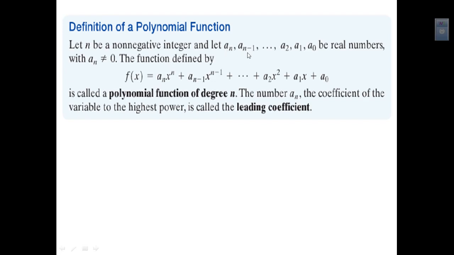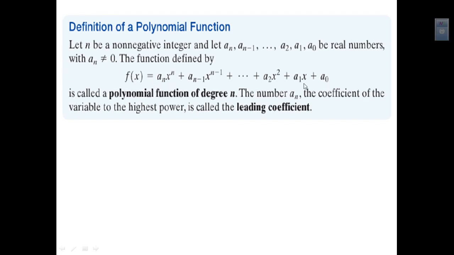And let a sub n minus 1 be real numbers. Now notice where these come in down here in our polynomial. All the a sub n minus 1, they're just the coefficients. They're the numbers in front of your x terms. So we're saying that all the coefficients are real numbers. And a sub n is not equal to 0. The reason a sub n can't equal 0 is because we're defining this as an nth degree polynomial. And if a sub n is 0, what happens to that term right there? It goes away. That's why a sub n can't equal 0.